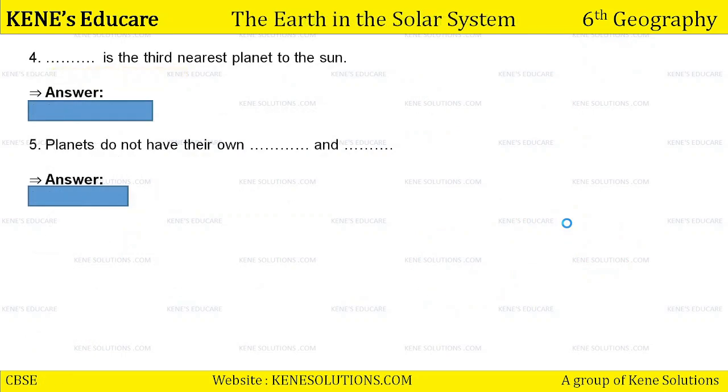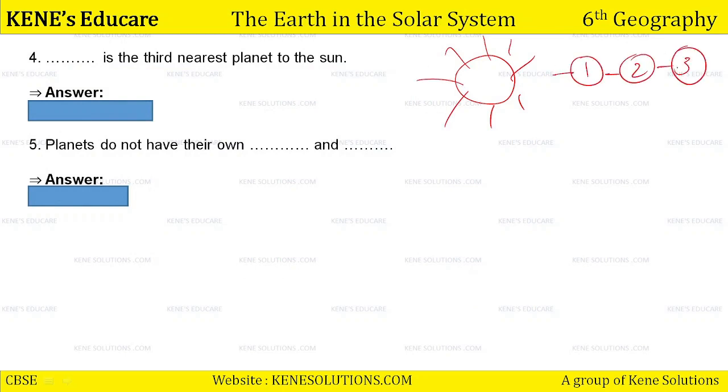Fourth statement, dash is the third nearest planet to the sun. हम लोगों ने एक trick से याद किया था कि sun के सबसे पास में कौन सा planet है. तो आपको third nearest planet बताना है. Third nearest planet कौन सा है? The Earth. Mercury, Venus, Earth.